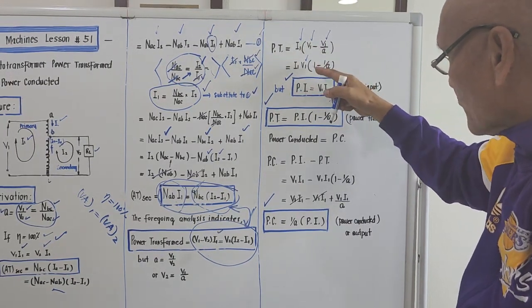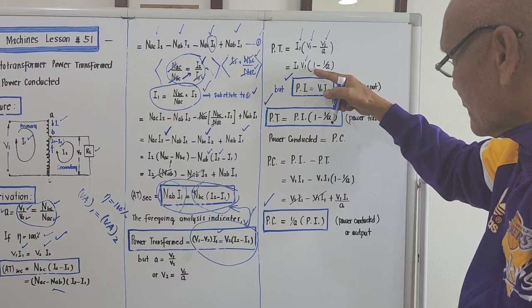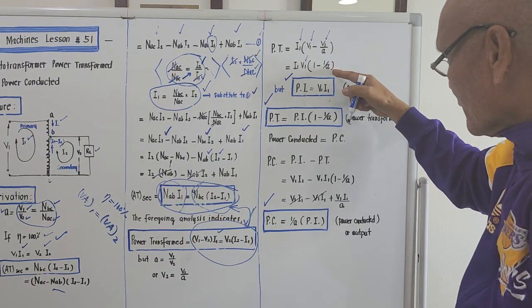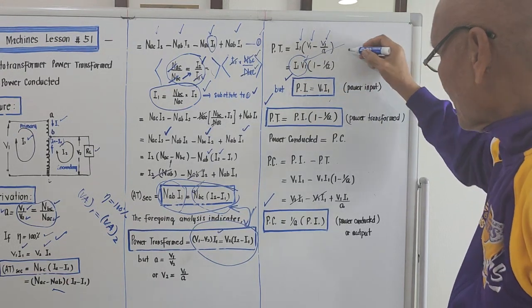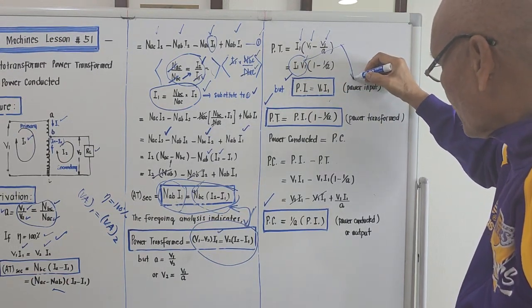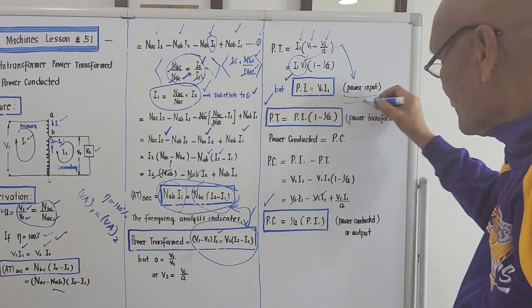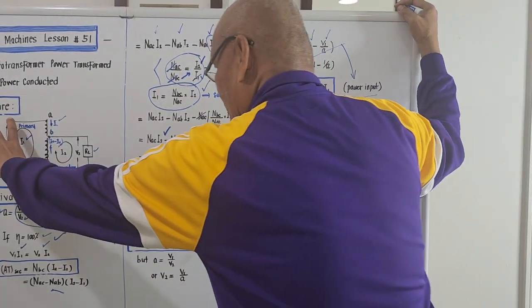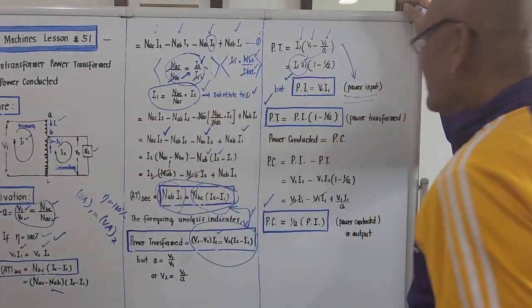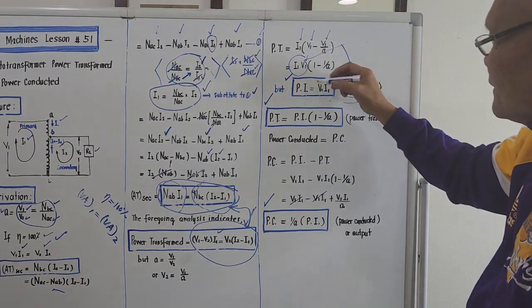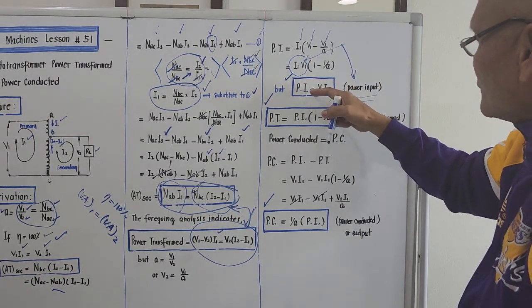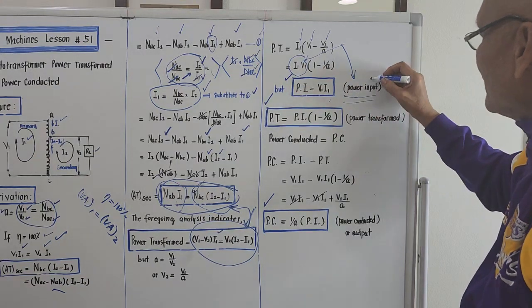What remains inside will be simply 1 minus 1 over A. But what is the product of I1 B1? The product of I1 B1 is actually the power input, the total power input on the autotransformer. So we will represent this product I1 B1 by capital letter P and I, meaning total power input.